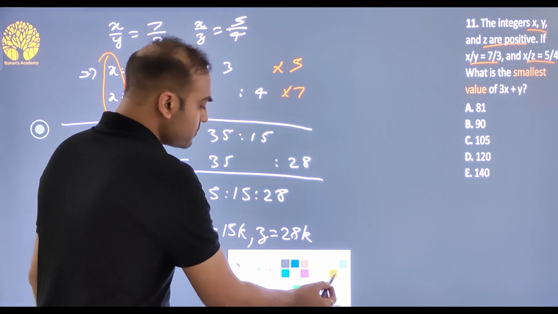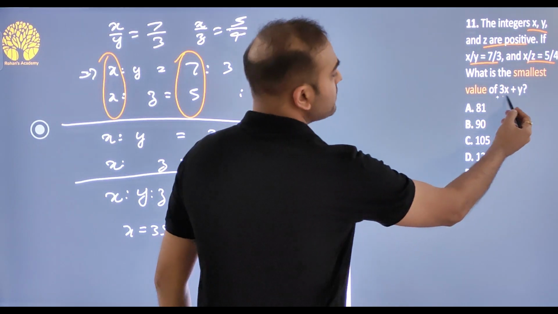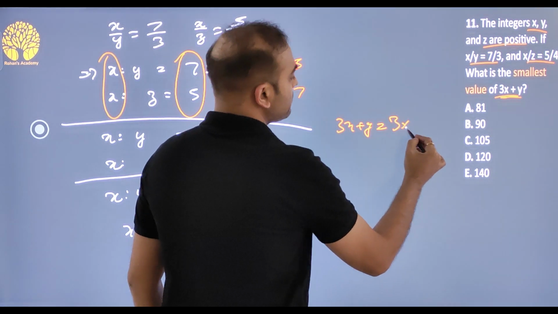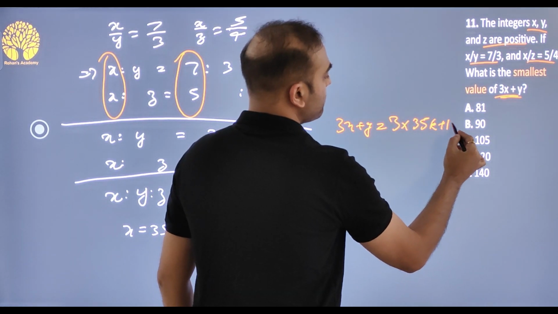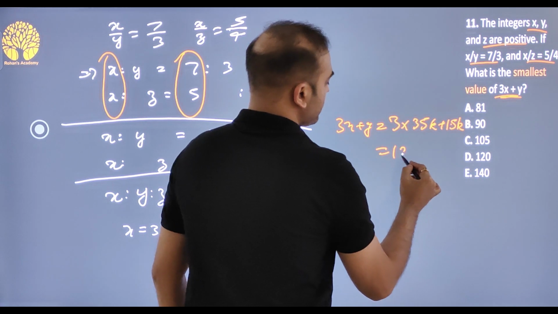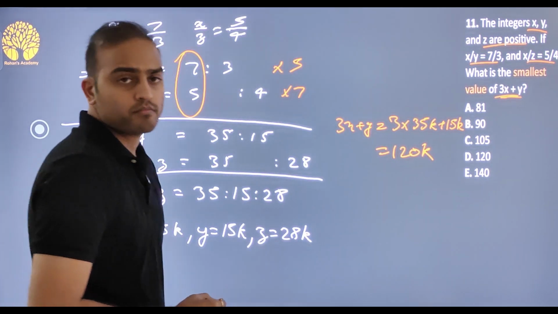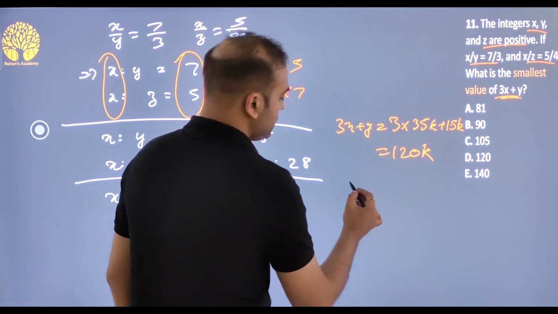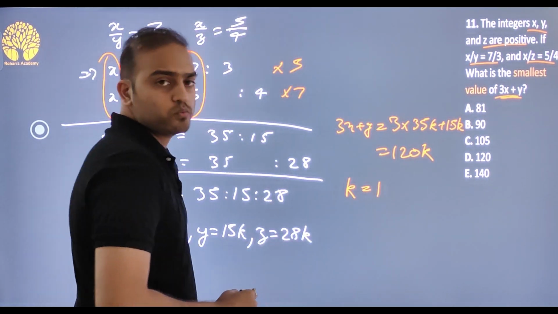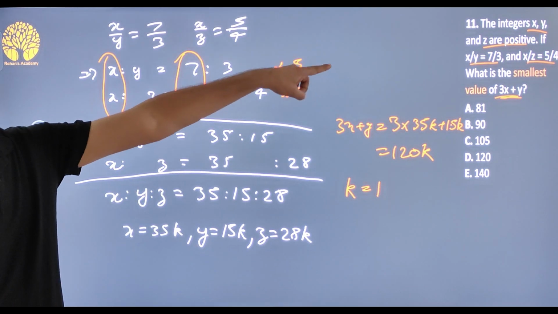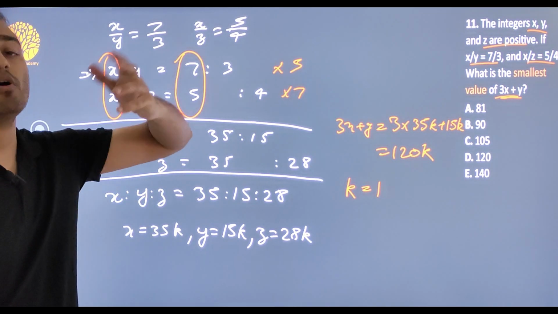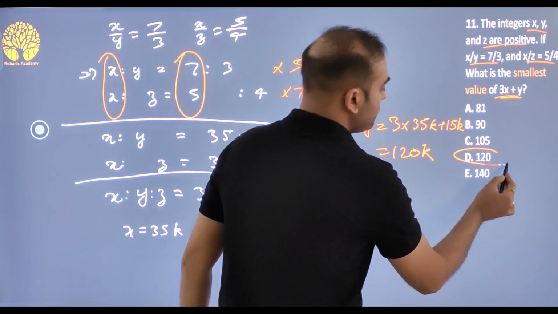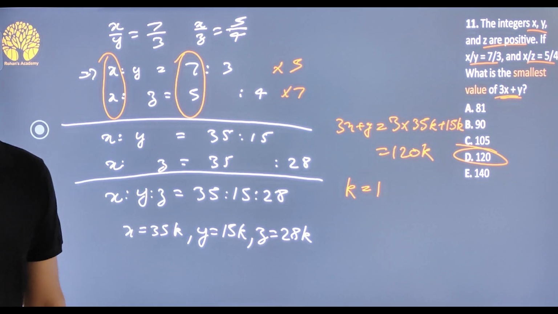Now what do I want? I want 3x plus y. 3x plus y will be 3 into 35k plus 15k. That's 120k. But again, I don't know k. Now the question says smallest value. So the smallest value of k is 1, because they are all integers and positive. The smallest positive integer is 1. So since smallest value of k is 1, the answer becomes 120.